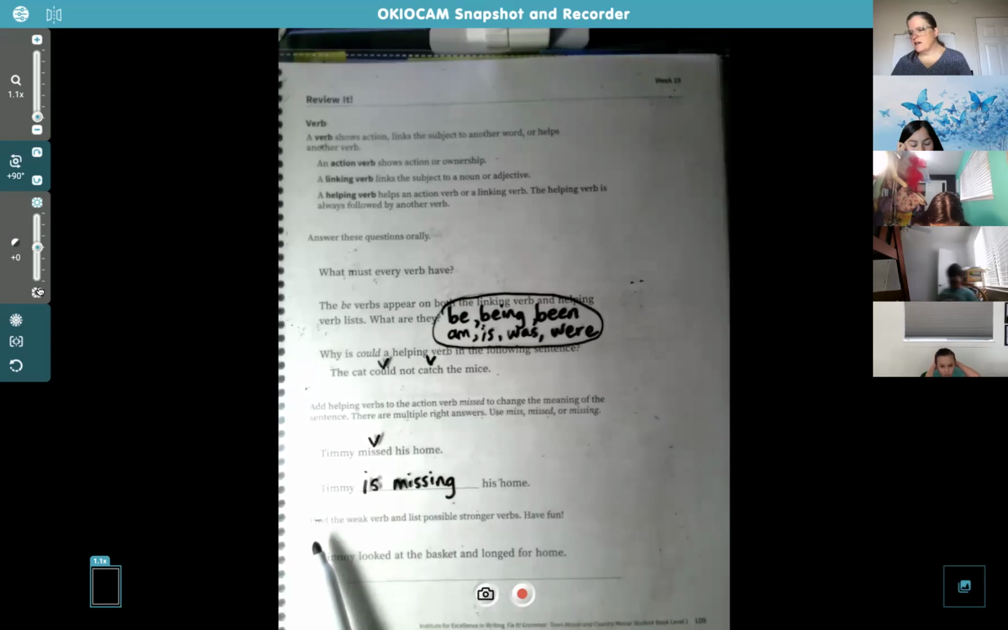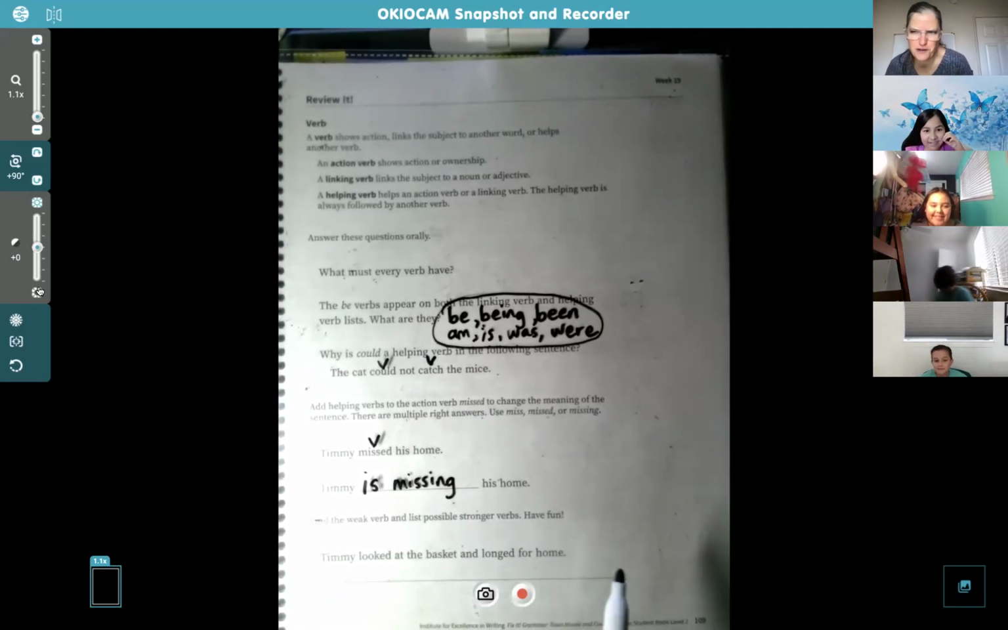All right, the next part says, find the weak verb and list possible stronger verbs. Have fun. Okay, we're going to have some fun right now. Are you guys ready for some fun? I love it when they say have fun and we're doing grammar, but hey, we can have fun with grammar. All right. Timmy looked at the basket and longed for home.